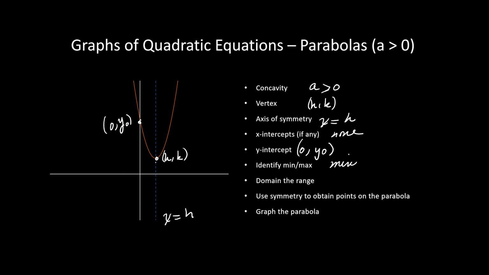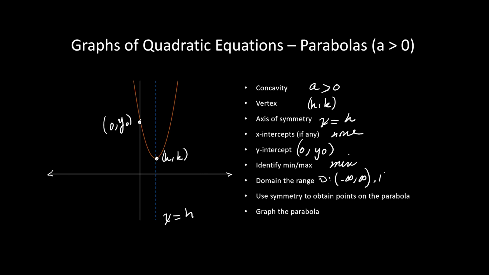Domain and range, if you recall, the domain is the allowed values of x. In this case, this is a polynomial, a quadratic. There are no restrictions on x. x can take any value. So let's write it in interval form, from negative infinity to infinity.